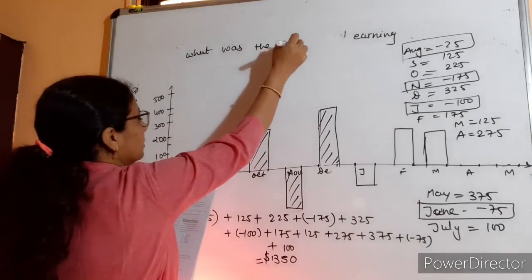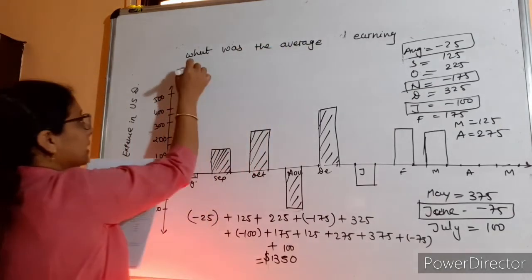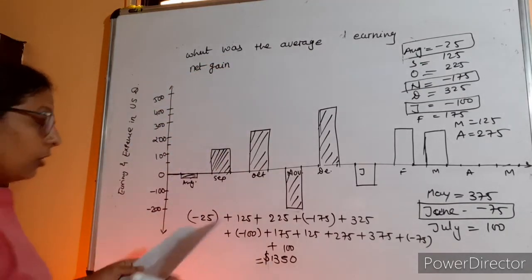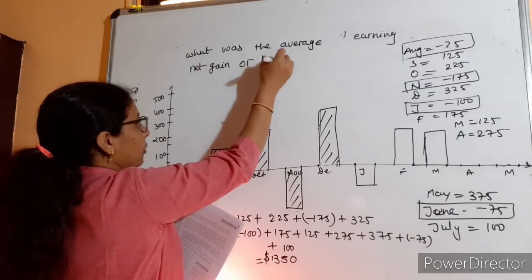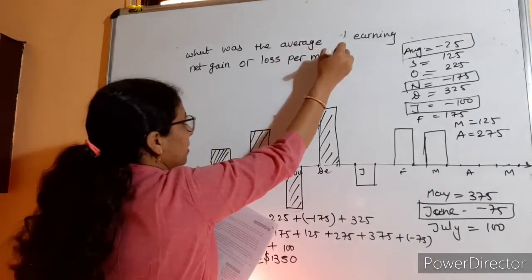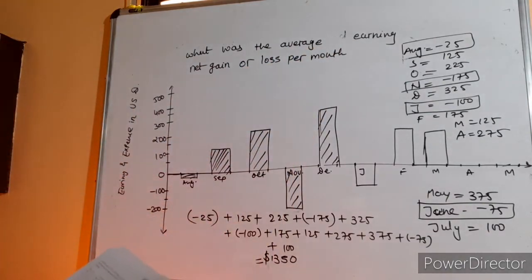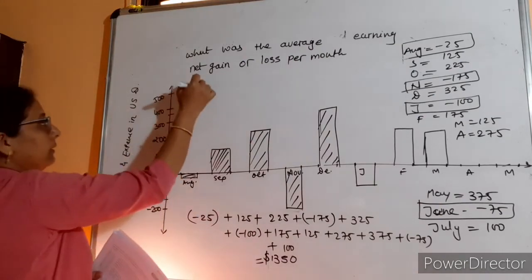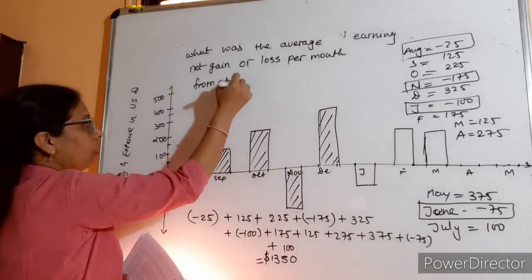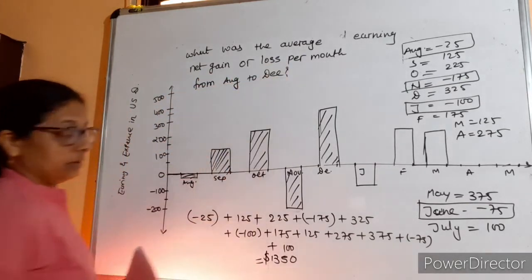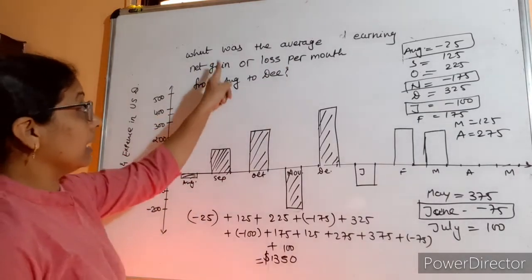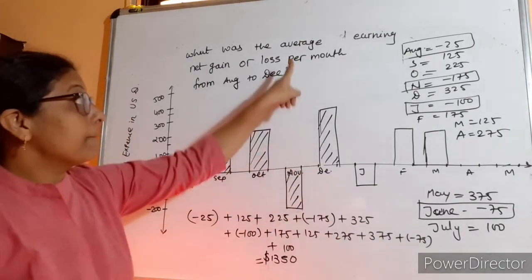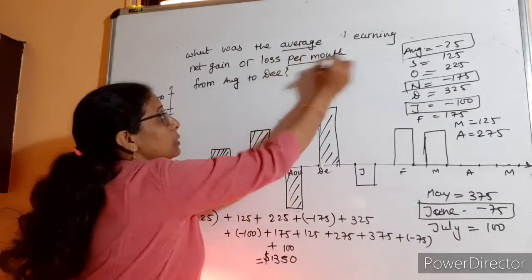What was the average net gain or loss per month for the theatre club from the beginning of August to the end of December? That is, from August to December. Here is the net gain or loss. We can find it by adding these, but per month, the average per month.